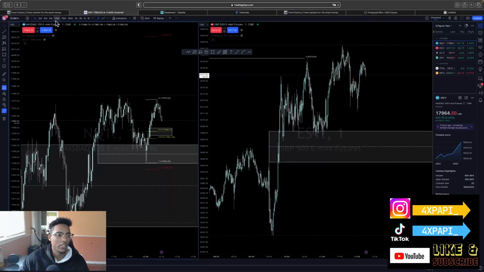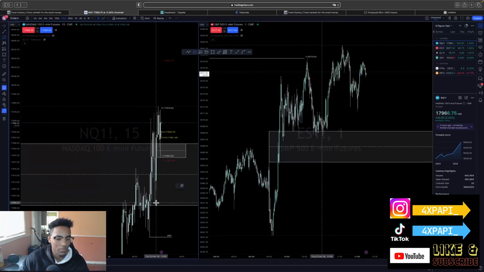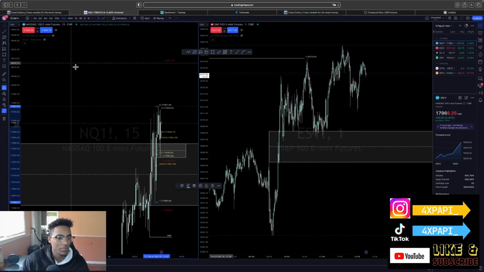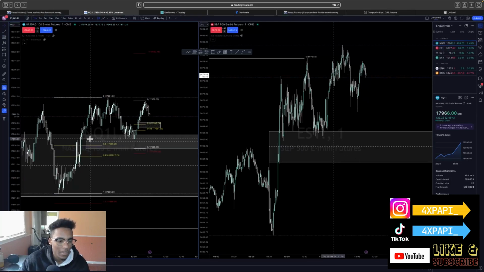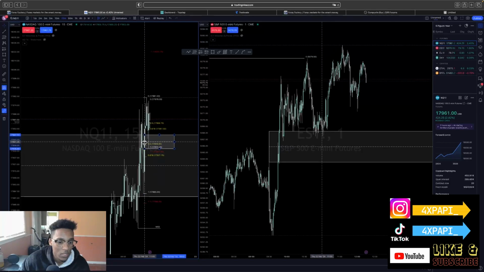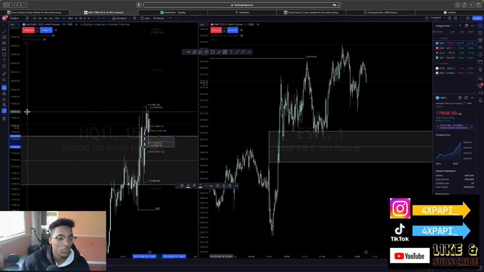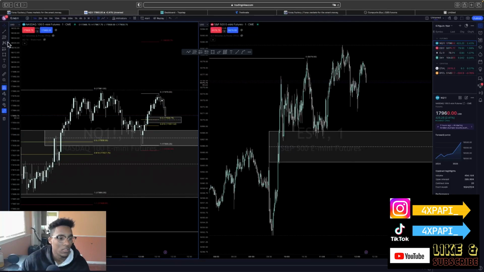Solid setup for me right here. So we have come back here to this new price leg that we made from low to high. Got back to equilibrium. Created this 15-minute bullish fair value gap, and we are currently above that 4-hour fair value gap. So what I'm looking for here is, we have sell side of the curve.